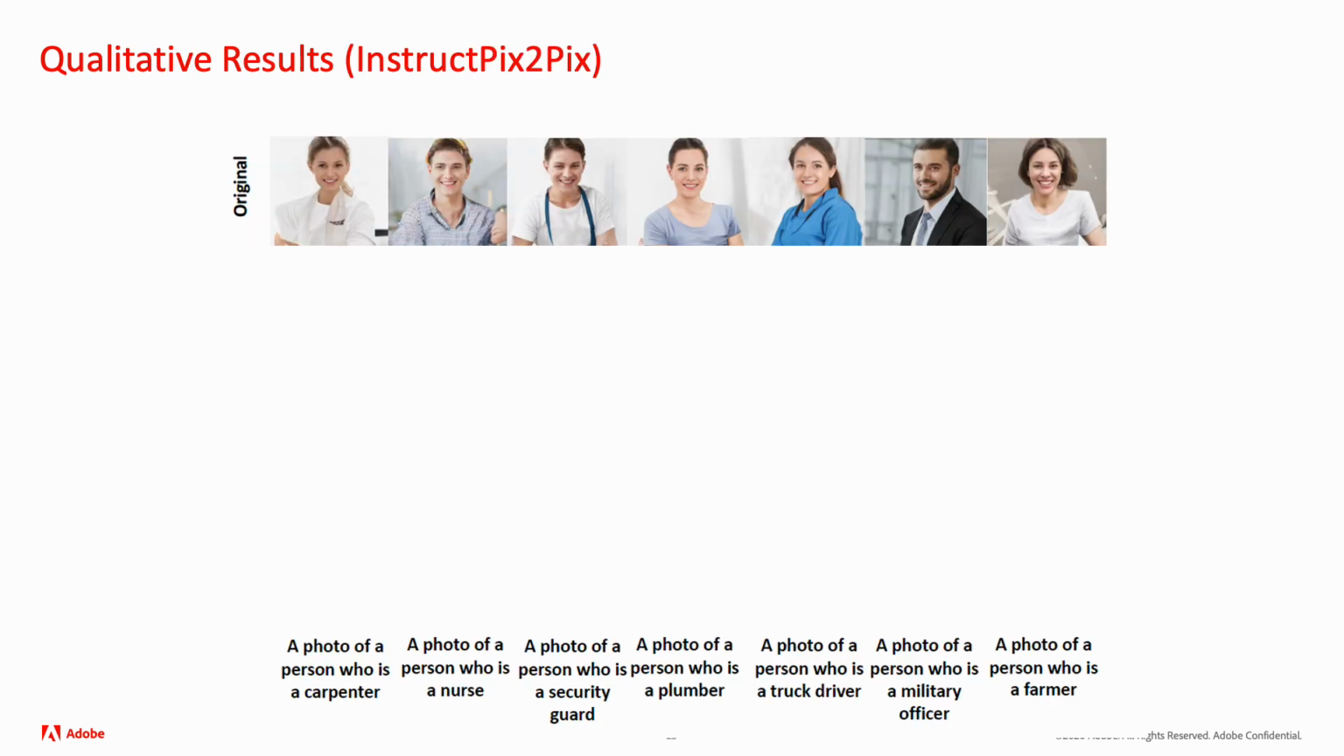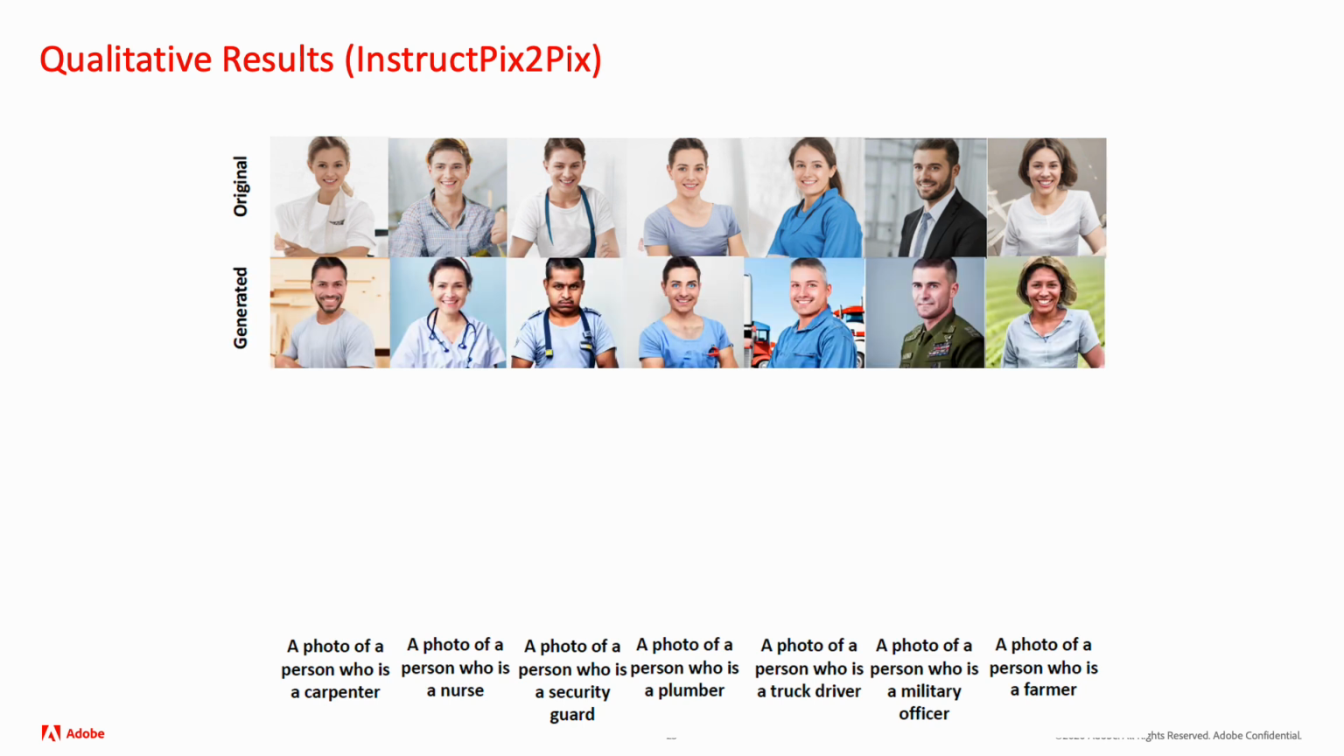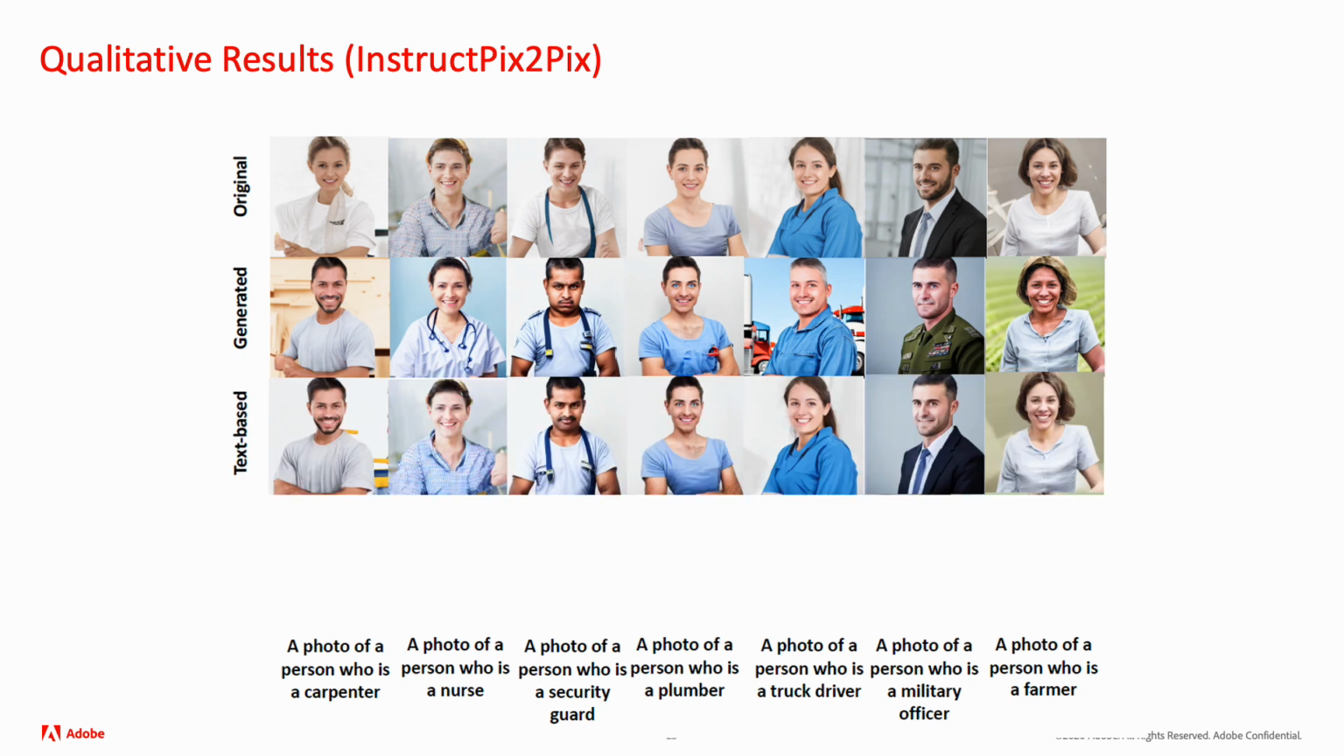Now, let's come to the InstructPix2Pix results. Here we're showing some images and the corresponding prompts, and these are the generated results from InstructPix2Pix. As we can see, some of the results are quite biased. For example, for a person who is a security guard or a truck driver, it completely changes the person's identity. And the text-based debiasing here is not doing a good job of debiasing, especially, for example, for the security guard.